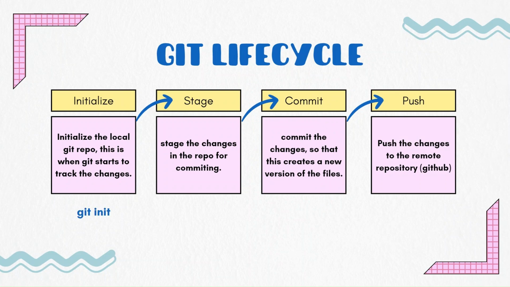Git init will be the command used to initialize a local Git repository to start tracking changes in the working directory. We can use the git add command to move changes from the working directory to the staging area. Use the git commit command along with a commit message to commit all changes to the local repository. Finally, we can use the git push command to send the changes to the remote repository from the local repository.